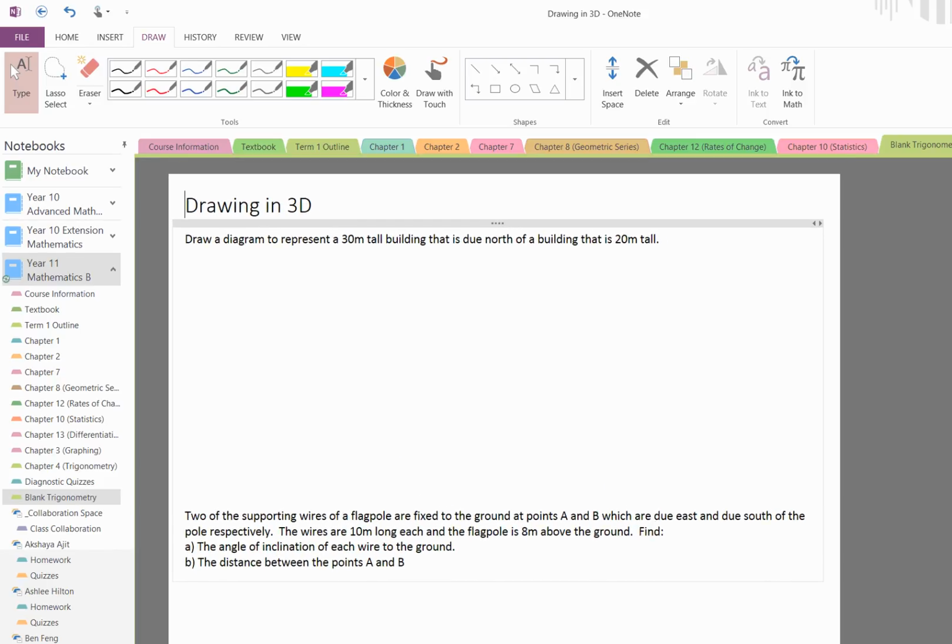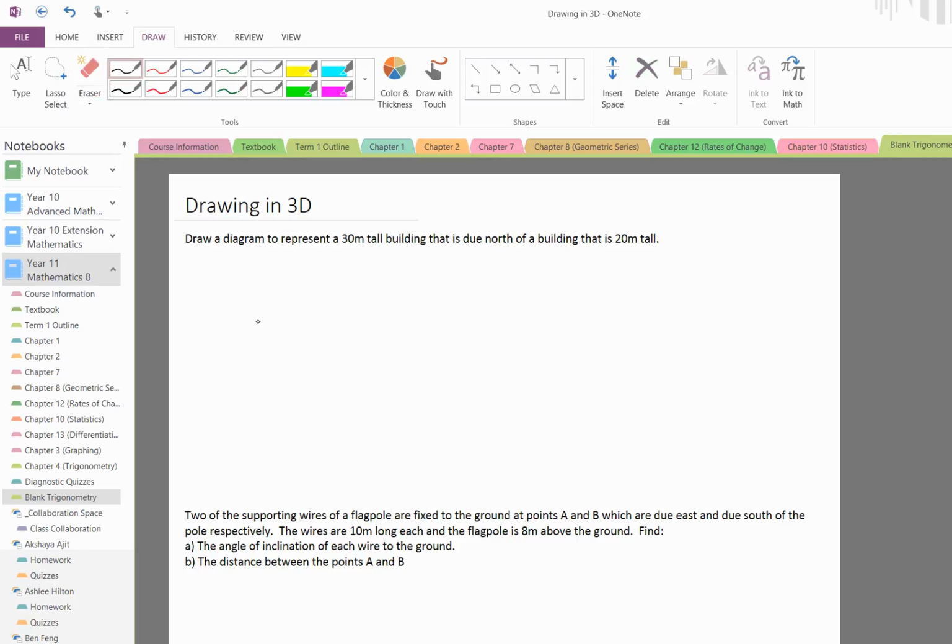Alright, so drawing in 3D, some people seem to struggle with this. So just on a piece of paper, have a go at doing this first thing. Draw a diagram to represent a 30 meter tall building that's due north of a building that's 20 meters tall.